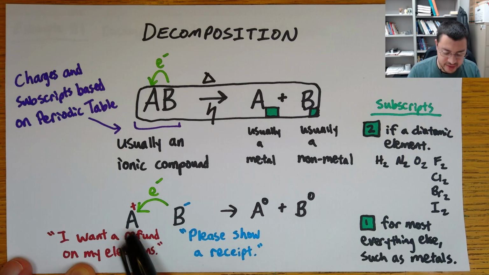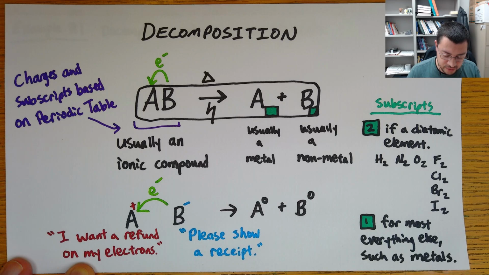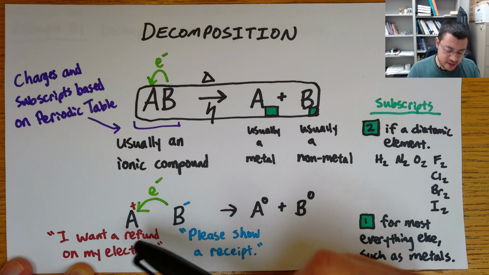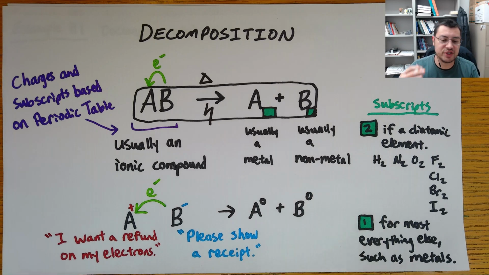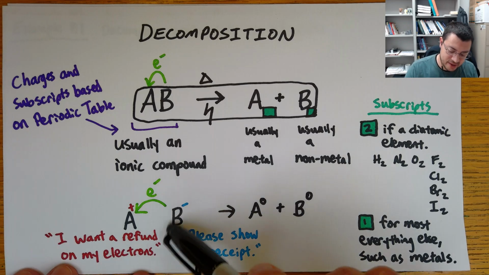Basically, you're trying to undo an ionic compound. This is a stable thing, and so it's just like getting a refund. The cation A+ wants a refund on its electrons, but just like in real life, there's usually some amount of work involved. You have to show a receipt. You have to show your items in good condition.